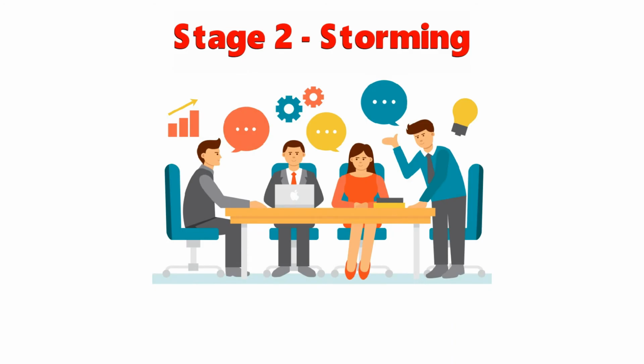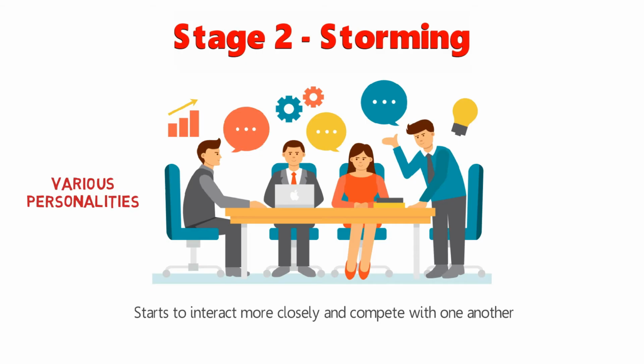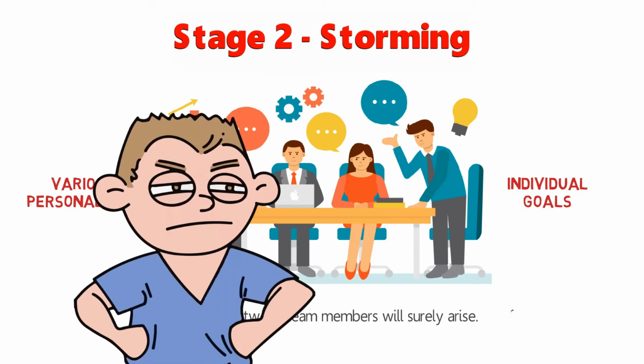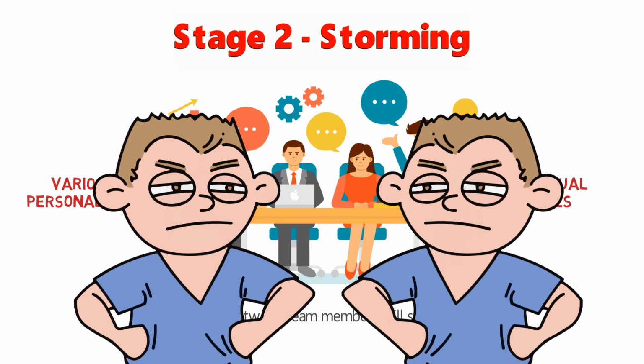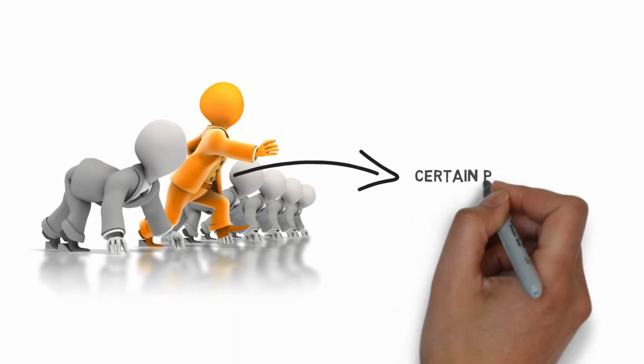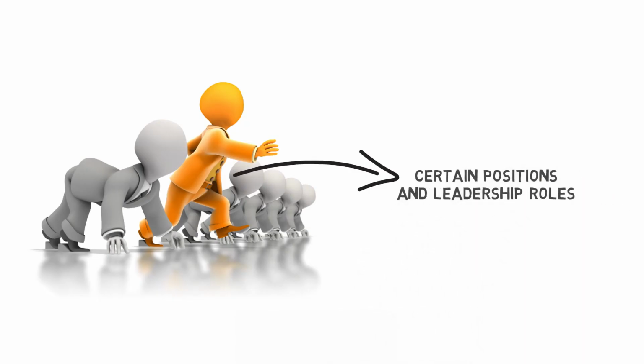Stage 2, storming. The second stage occurs when a group of individuals with various wants, needs and insecurities start to interact more closely and compete with one another. Inevitably, because of the various personalities and individual goals on your team, conflicts between team members will surely arise. Your members will be testing your standards, just as you will test theirs. Individuals will be overtly and covertly vying for certain positions and leadership roles.